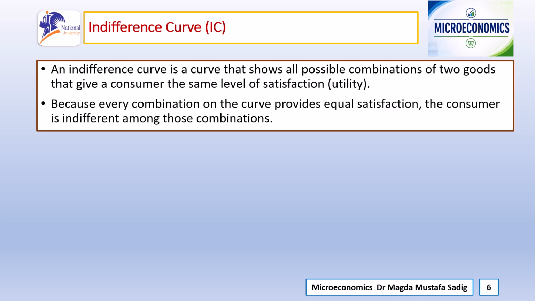As I told you, the term indifference curve may sound complicated at first, but the idea behind it is actually quite simple. An indifference curve is a curve that shows all possible combinations of two goods that provide the consumer with the same level of satisfaction or utility. It means that every point on the curve is equally attractive to the consumer.